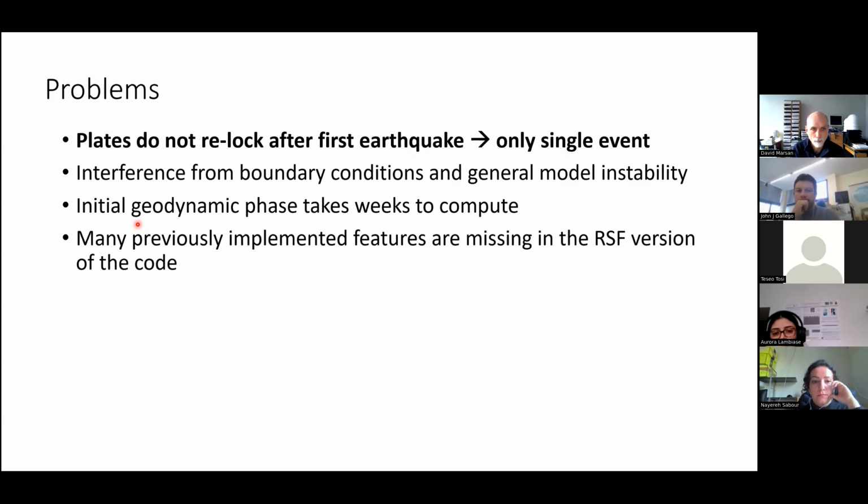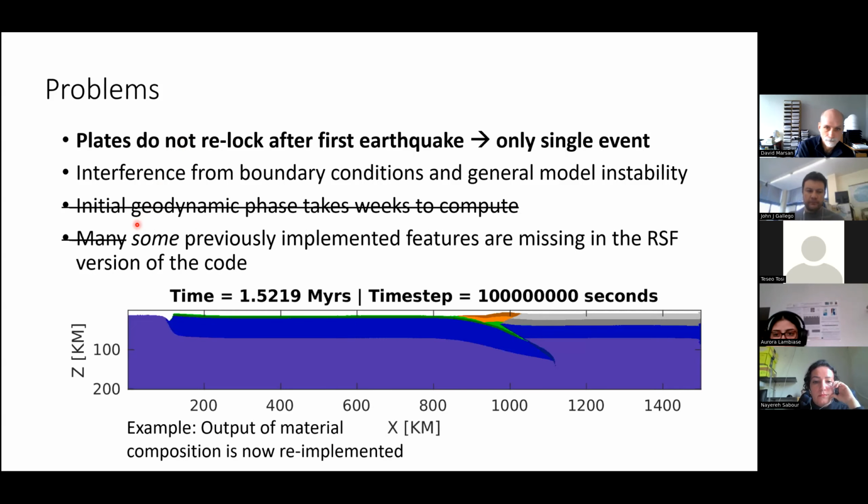And also many features of the old version were missing, and I reintroduced some of them. For example, just recently, the material output, so now you can see what's happening again. So this is the basic setup right now. It's just a subduction zone, not a collision zone yet. So you have a subducting slab and some wedge material here.